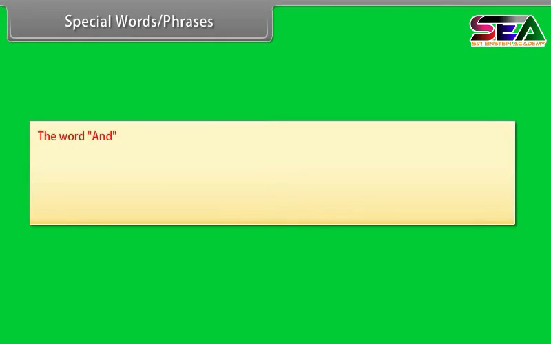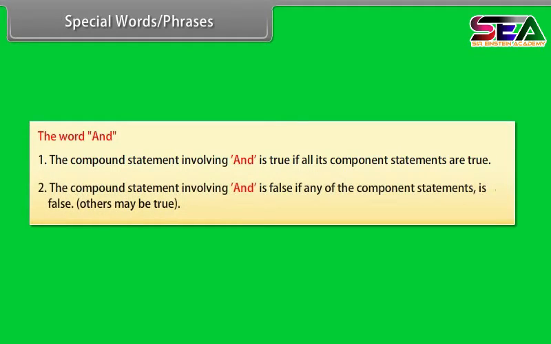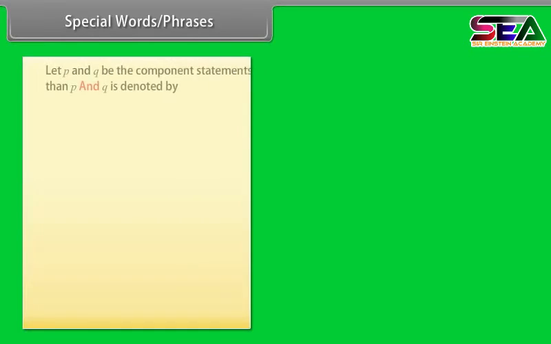Special words, phrases. The word "and". 1. The compound statement involving "and" is true if all its component statements are true. 2. The compound statement involving "and" is false if any of the component statements is false. Others may be true.